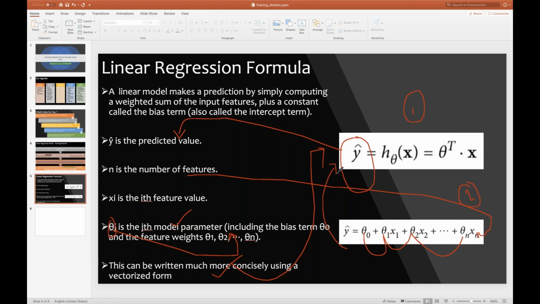When I say vectorized form, we have covered vectors, transpose of vectors, and dot of vectors in our advanced Python. If you are confused about that, please kindly go ahead and refer to that and come back to me. Are you clear on this linear regression formula? Kavi, are you clear? Did you understand what I'm saying?